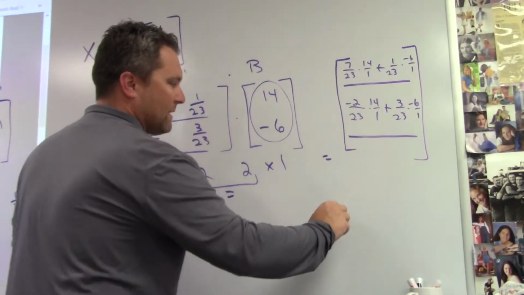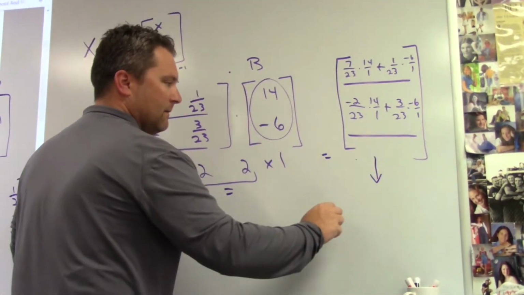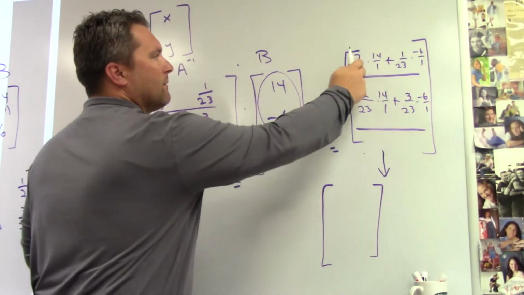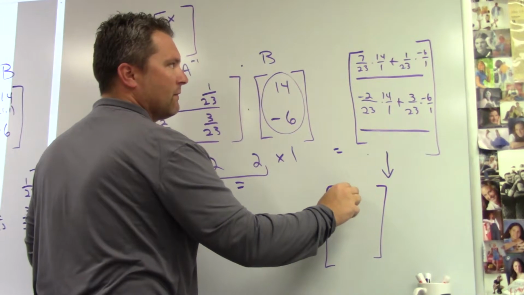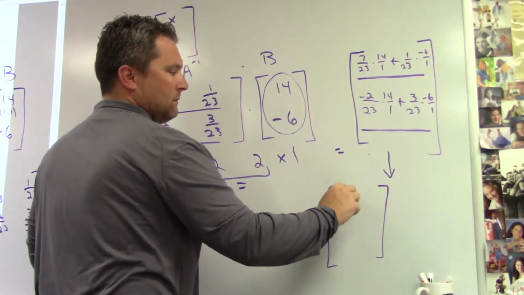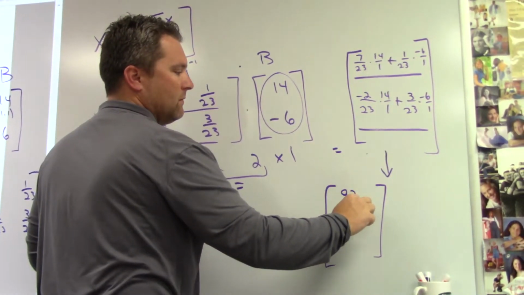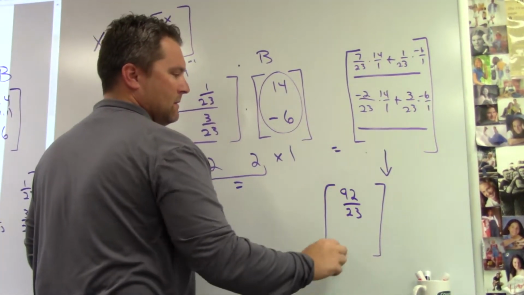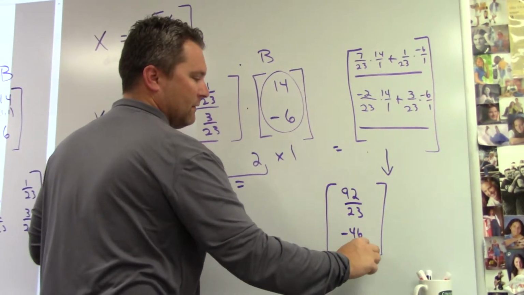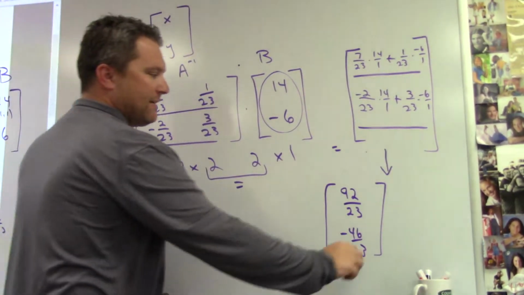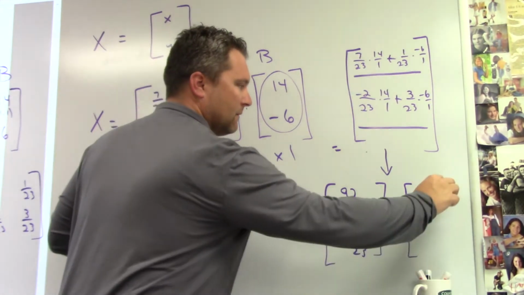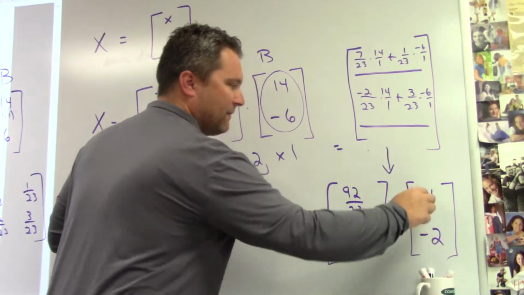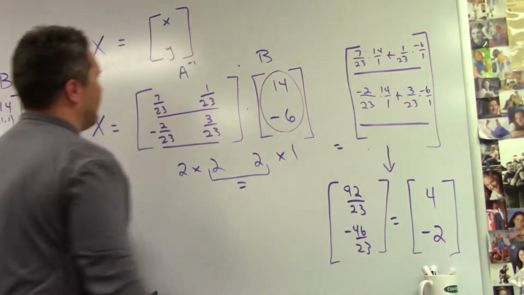So what's that going to equal? 98/23, negative 6/23. So what's that equal? 92/23 and negative 46/23. What is 92/23? 4. And negative 46/23? Negative 2.